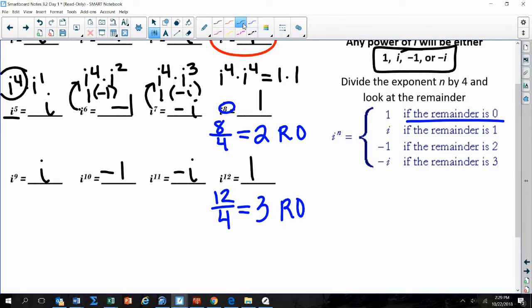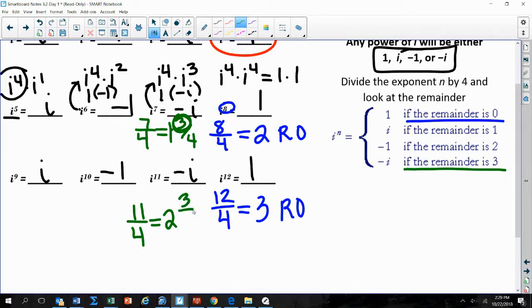Look at this guy, like i to the 7th. If I take the power 7 and divide it by 4, how many times does 4 go into 7? Once, so that gets me up to 4. And then 5, 6, 7, I have a remainder of 3, right? 1 3/4, where I have a remainder of 3. What happens if the remainder is 3? My answer is negative i. Isn't that what I got? Negative i. Take 11 and divide it by 4. How many times does 4 go into 11? Twice. That's 8. 9, 10, 11. See how, again, my remainder is 3. Okay? You get negative i.